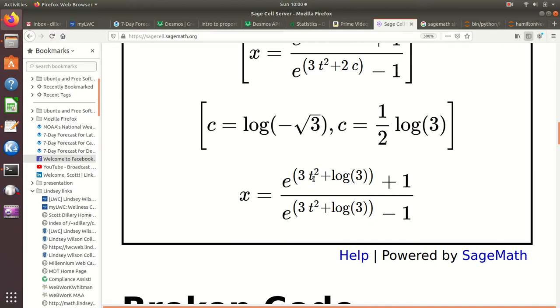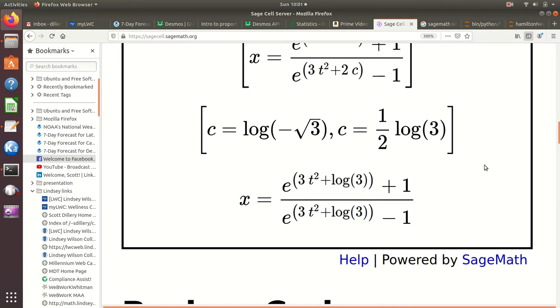And notice that if I plug in t equals 0, I get 0 here, so I'll get e^(log 3), but e^(log 3) is just 3. So that's 3 plus 1 over 3 minus 1. That's 4 over 2, which is 2. x equals 2. Our c did in fact work.